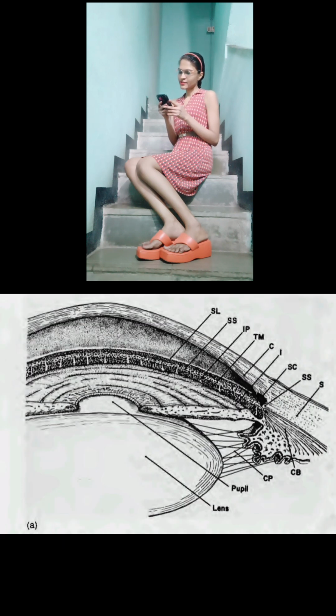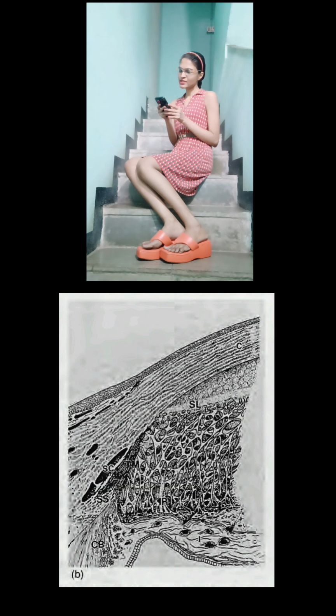Figure 8.3, semi-diagrammatic representation of the structures of the angle of the anterior chamber. A. Composite gonioscopic and cross-sectional view of the anterior segment of the eye. B is an enlarged view. Note the superimposed trabecular sheets with intra and intertrabecular spaces through which aqueous humor flows to reach the canal of Schlemm.